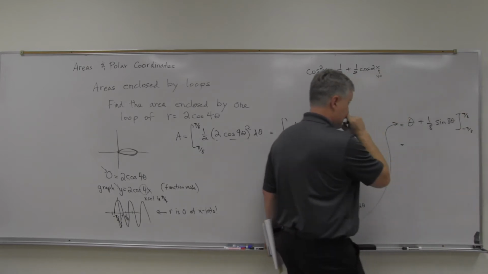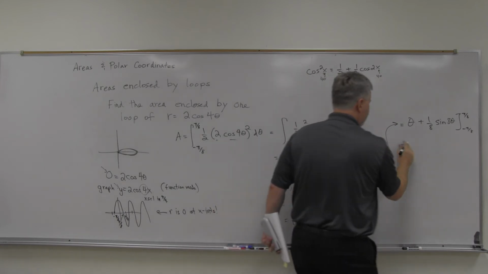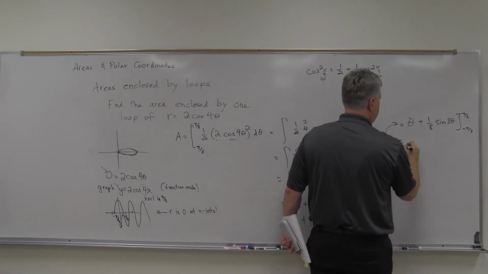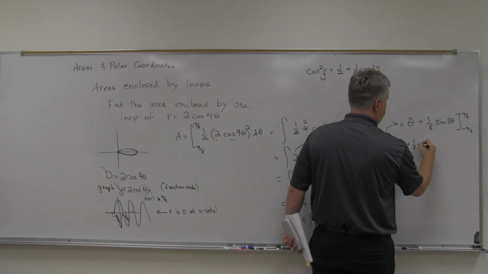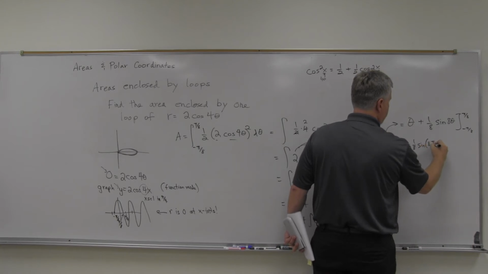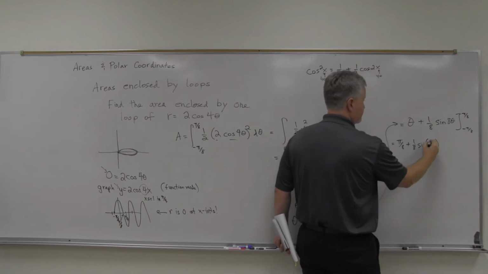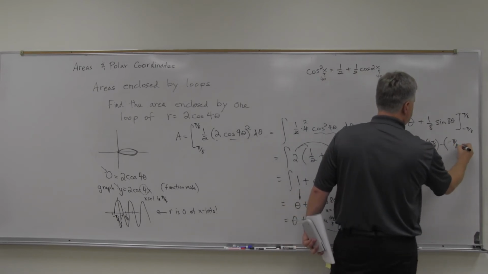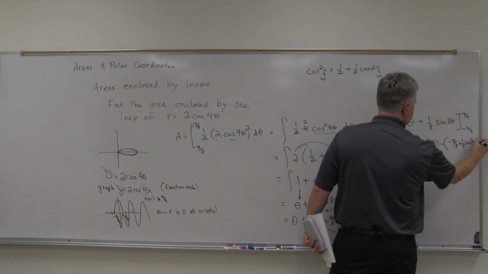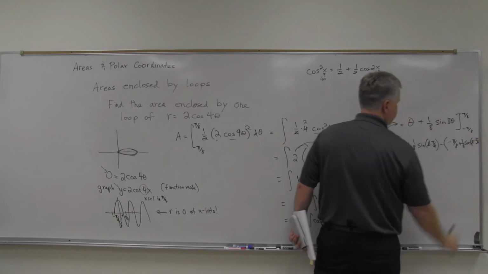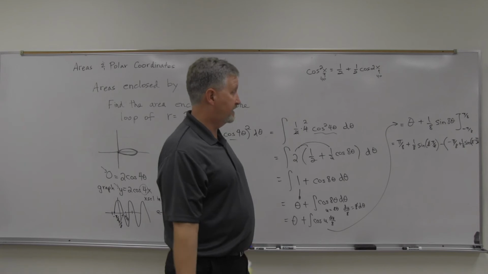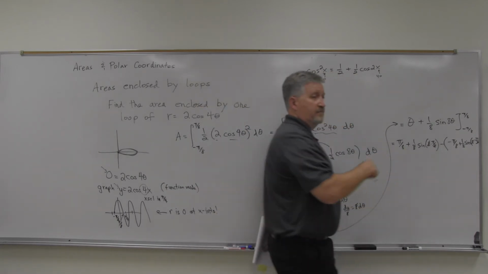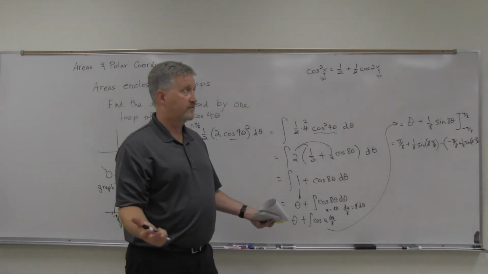So some good stuff. You've got pi over 8 plus 1/8 sine of 8 times pi over 8. Hey, that's going to work out nice. The 8's will cancel, so it's just sine of pi, which is 0. Minus negative pi over 8 plus 1/8 sine of 8 times negative pi over 8. That's going to cancel the 8 again, so it's sine of negative pi. But in both cases, sine of pi and sine of negative pi, those are both 0, aren't they?